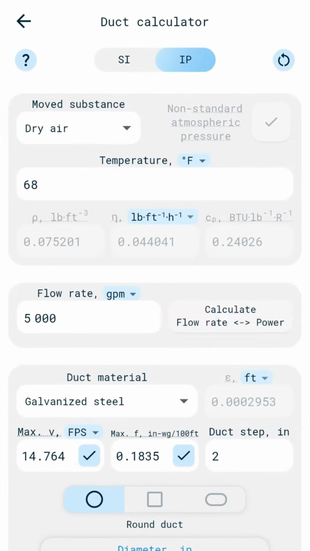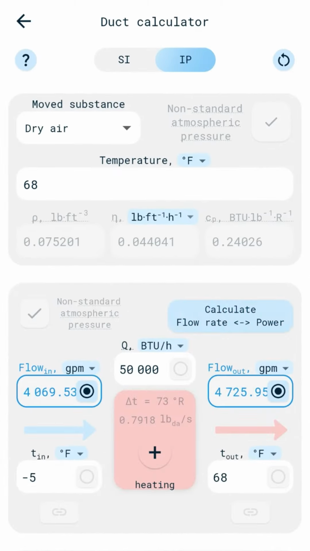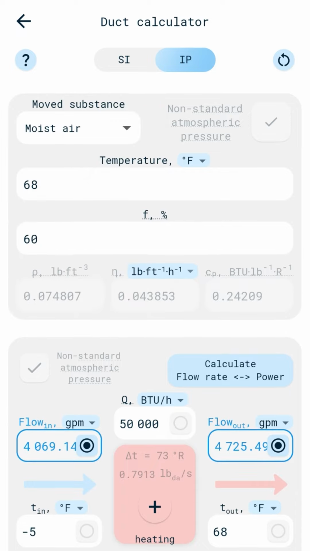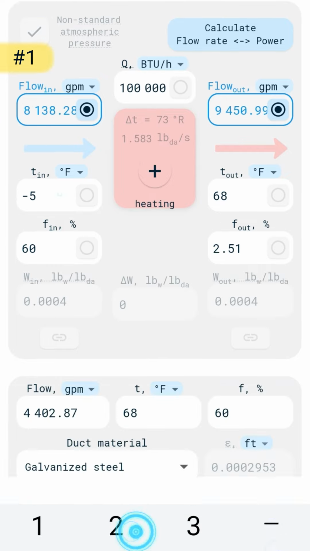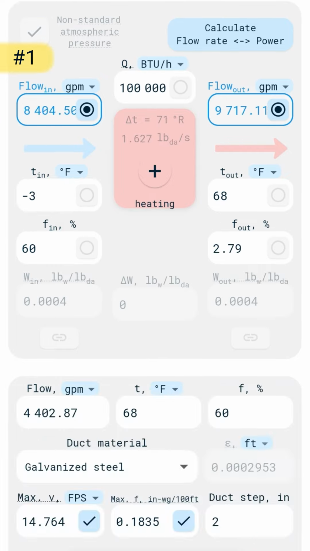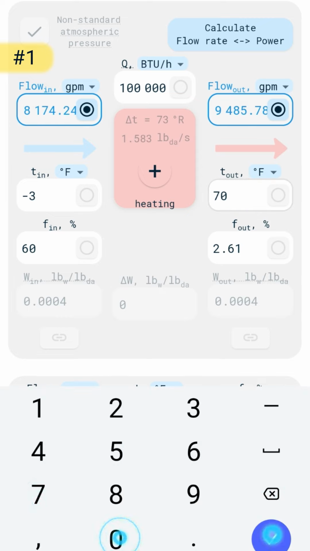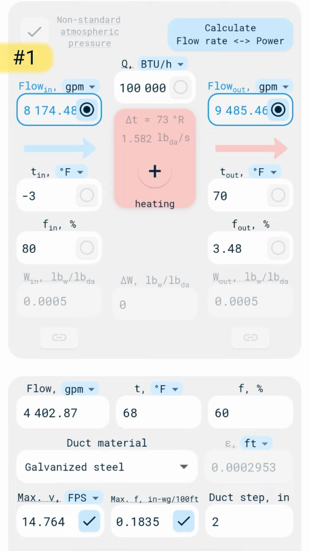Let's consider the flow rate power calculation module in its most interesting case, when the substance is set to moist air. The first calculation option is determining the flow rates of air entering and exiting the heating or cooling source. We input the power, the temperatures of the air entering and exiting the heat source, as well as the humidity of either the incoming or outgoing air. The flow rates of the incoming and outgoing air are then calculated automatically.